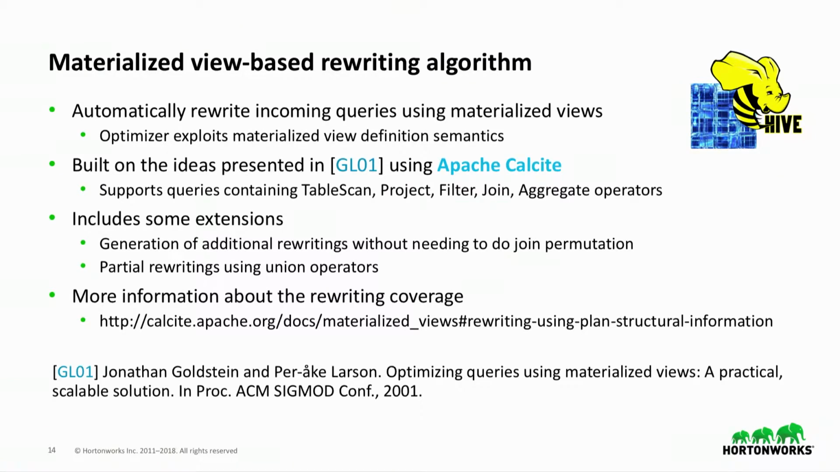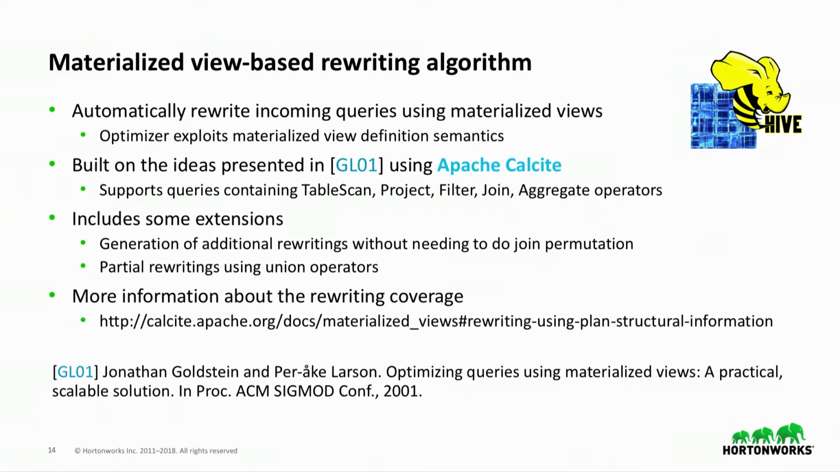It supports queries containing table scan, project, filter, join, and aggregate operators. It includes in Hive some extensions over the original paper. In particular, we are able to generate additional rewritings without needing to do join permutation. This is important in order to scale the rewriting algorithm when you have queries that have a large number of joins. We also have the possibility to create partial rewritings using union operators.